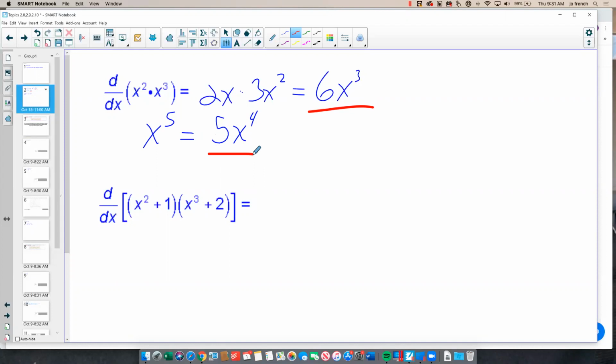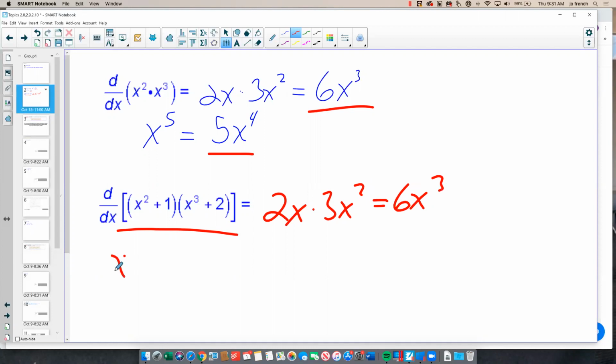If we applied the same principles to x squared plus 1 times x cubed plus 2, again, our derivatives would be 2x and 3x squared, which would give us that 6x cubed again. But if we multiplied the expressions out by FOILing, x squared times x cubed is x to the fifth. That's our first. Our outer would be 2 times x squared. And then our inner term would be 1 times x cubed, and our last terms would just be 2.